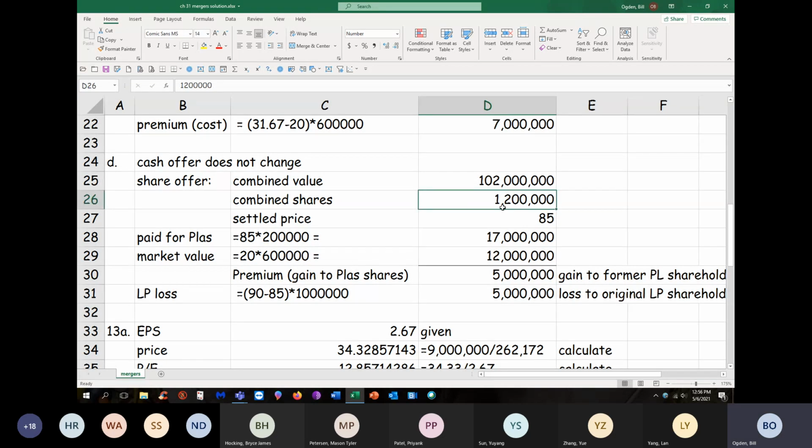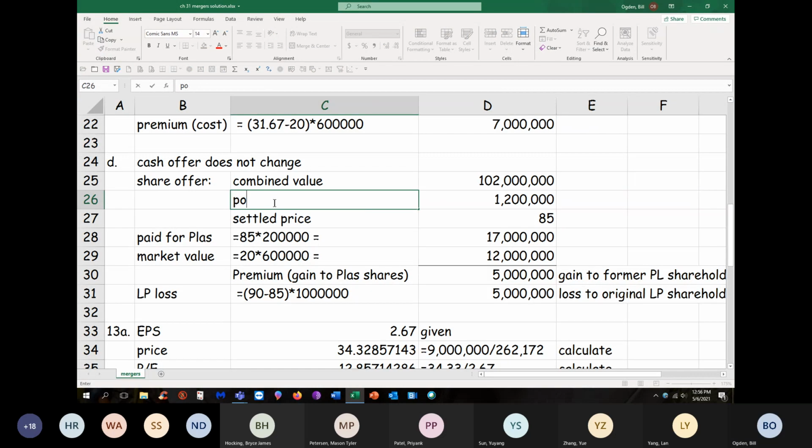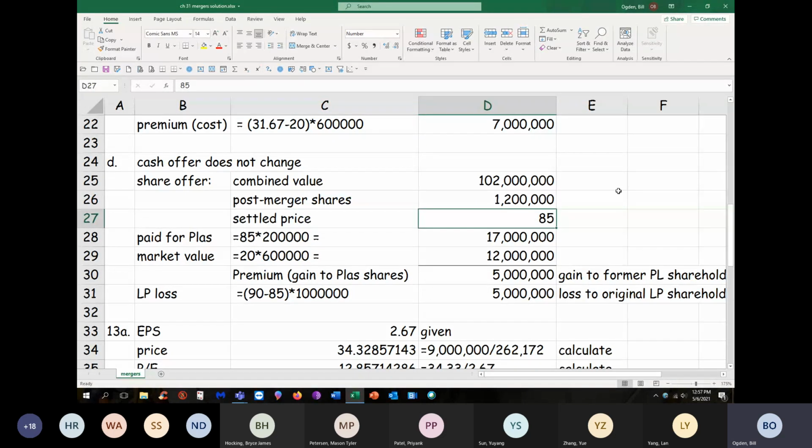So combined shares, the new shares, this is a bit misleading. Maybe I shouldn't call it combined shares, but why don't we change this? What in the world? I can't seem to type. Post-merger shares. There's only one company post-merger, right? It's just about one company. So the post-merger shares are 1.2 million. And if you distribute that among a total value of 102 million, that equates to $85 a share.